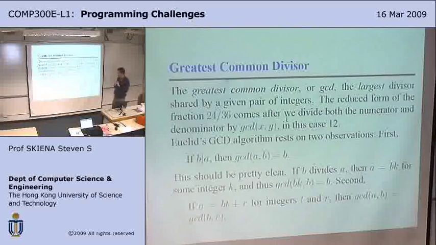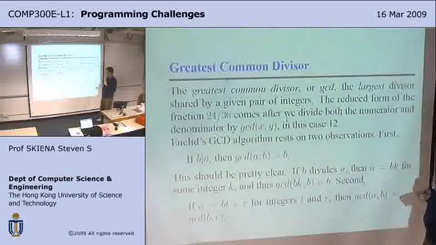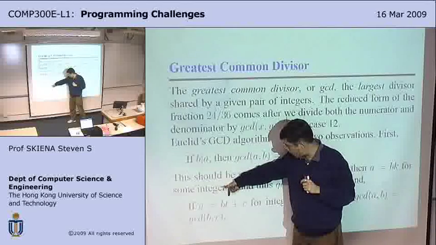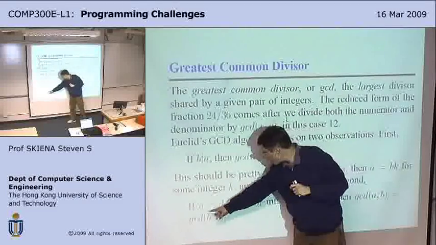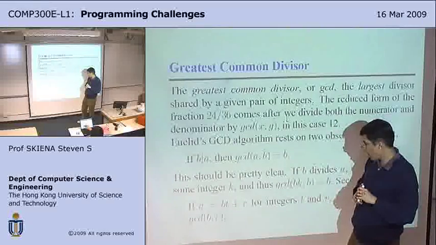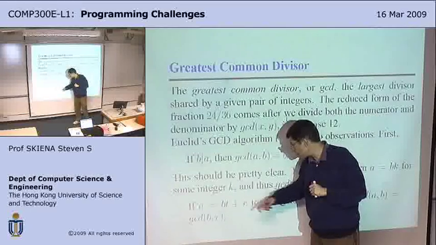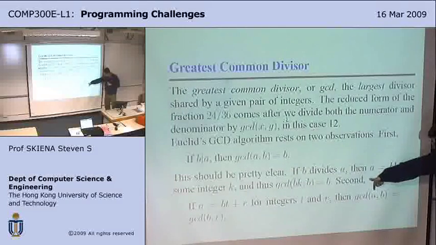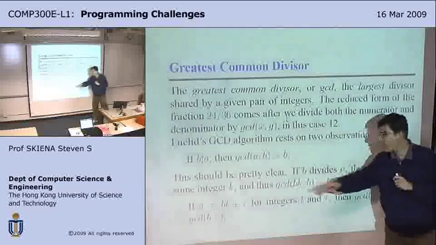The second part is something that I always find a little mysterious. But look at it. Suppose, on the other hand, that A is not a multiple of B. Then that means that A is of the form B times T, for some integer T, plus a remainder R. If A is not a perfect multiple of B, then it can be written in this form where the remainder is not going to be zero. The recursive algorithm then states that the greatest common divisor of A and B is going to be the greatest common divisor of B and R.